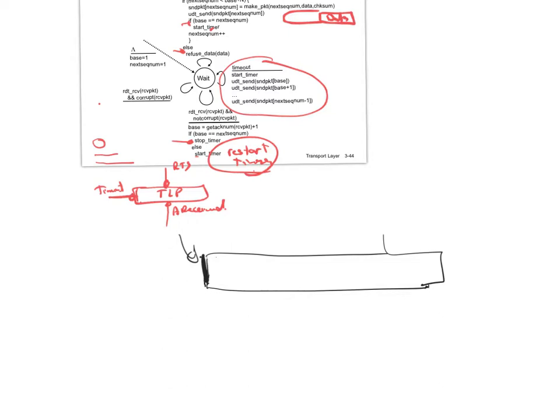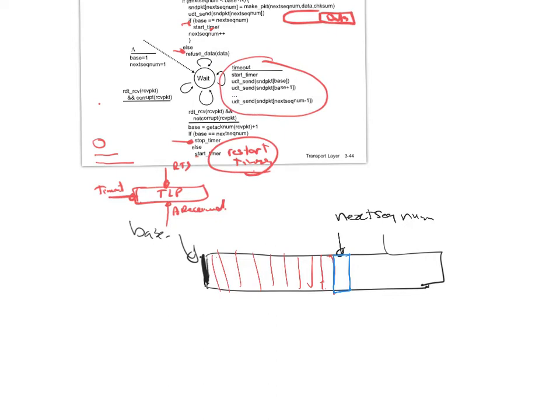Okay. So this is the base. And this is the next sequence number. That means everything in between, from here to here, these segments have been sent, okay, but not acknowledged. Right? But this segment was not sent yet.